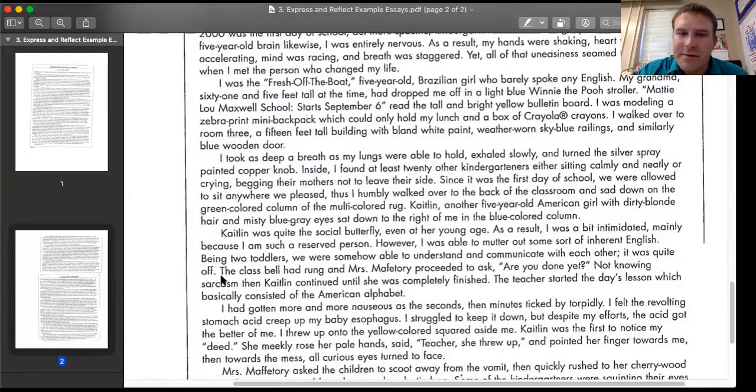What you do in your text or your literacy or your narratives that you're going to write is include a quote. And so she does it with the front tag of, Miss Malfrey proceeded to ask, quote, are you done yet? You could also do, are you done yet, Mrs. Malfrey proceeded to ask. You could flip it around either way, but that's how you would embed a quotation. All right, now it's time for the assignment.